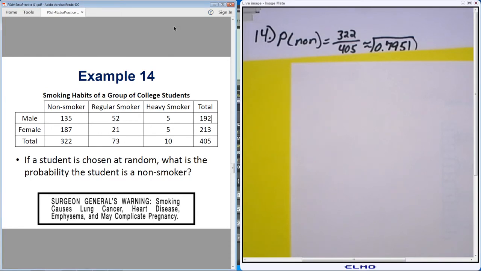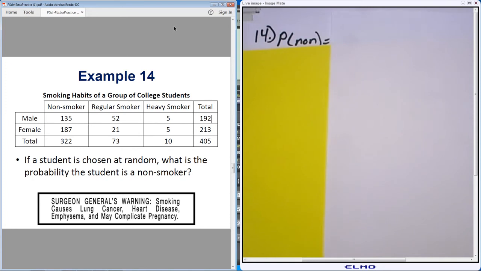Hey folks, Professor Gray here, ready to do some more extra practice problems for Statistics Chapter 4, Probability. Let's jump to some problems that involve a contingency table, or a two-way table.